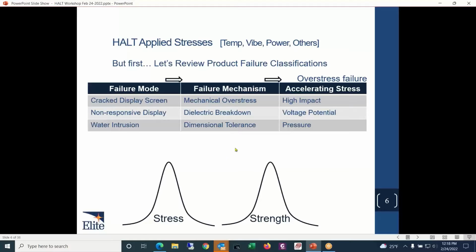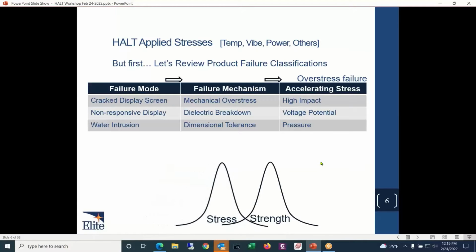So again, when you're evaluating what stress to apply for HALT, or how these stresses work with HALT, you have to come back to look at the failure mechanism, look at the failure mode, and then select the stress that's going to produce that particular failure on your product. So there's going to be a distribution of stresses from the users, and how those stresses overlap with the strength of the product. Where they intersect, these are where you're going to produce some failures on the product.